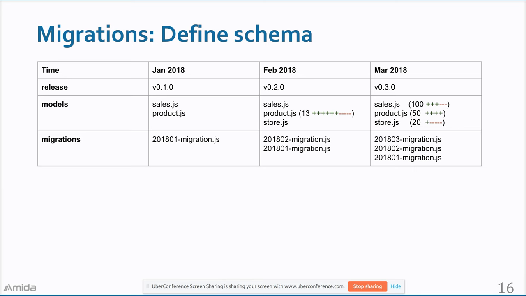Now, next month, we want to make some changes to product and we want to add a store. We go into the product.js file and modify it, which is where you see the git plus and minus. We can use something like Sequelize model generate to create the store. We then create a migration for 2018-02. So if I want to take the old database from January, I can run the migration to get it to the current model. If I want to check out version 0.1, I can migrate to 2018-01. Now in March, we change all of our models, sales, product, and store. We create another migration which captures those changes to the database.